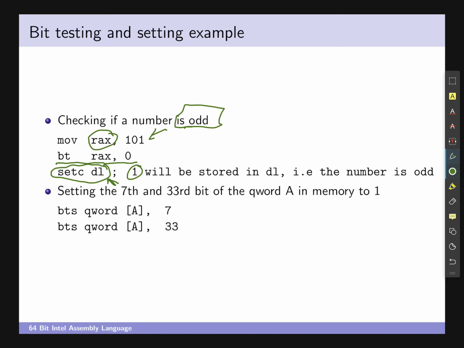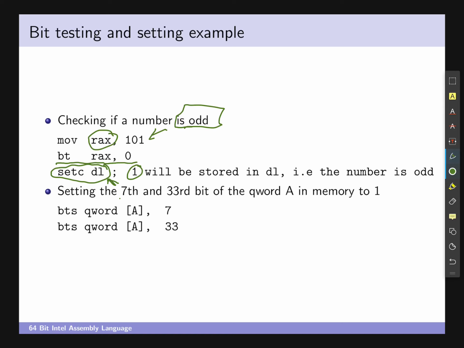And then we can do a comparison off of that. We can do further tests. So when we get to proper if statements in the next lecture, you'll see that I could say, well, if DL was 0, do something. And I can decide based on that. So this is how we could check if a number is odd.